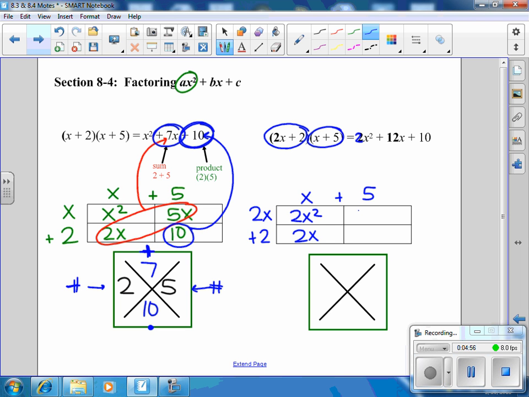To the right of that I would get 10x, and then I would end up with 10 again. So this is what makes this so different. We have these numbers in the middle again that sum up to our number in the middle, and this number in this box that gets here. But how can we figure these numbers out?